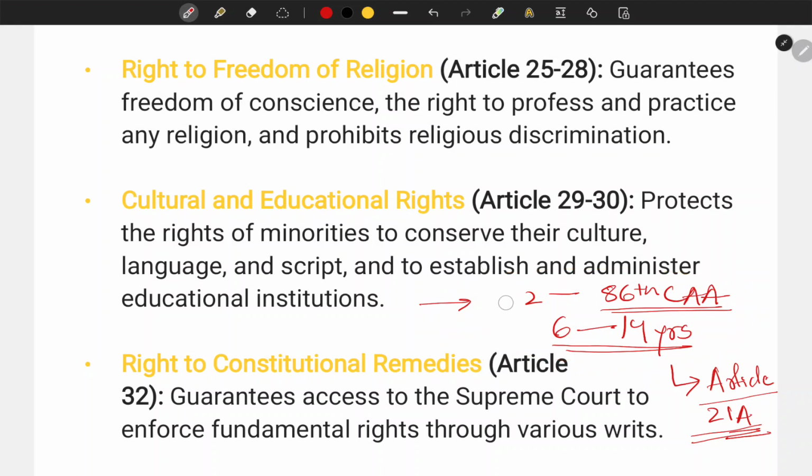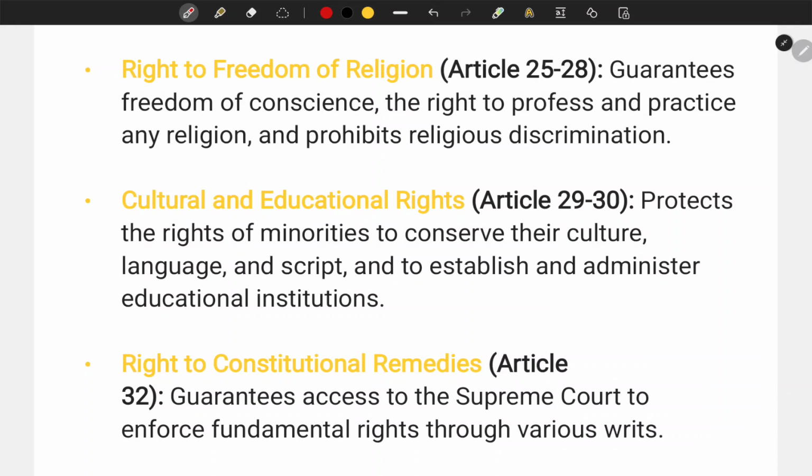Now just look into the cultural and educational rights. It is given in Articles 29 and 30. It protects the rights of minorities to conserve their culture, language, and script, and to establish and administer educational institutes. So you must have seen madrasas, right? Because they are a minority community, they are given the right to have an educational institute so that they can preserve their culture, their language, their script. If there is a certain tribal community that needs their culture, language, and script to be conserved, protected and propagated, they have the right to establish an educational institute where their culture, language, and script would be taught to the next generation.